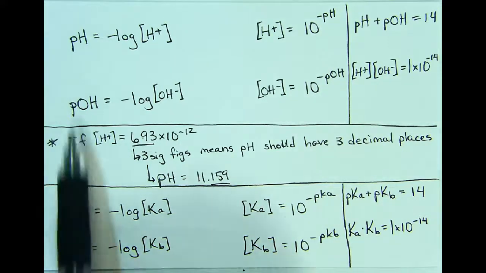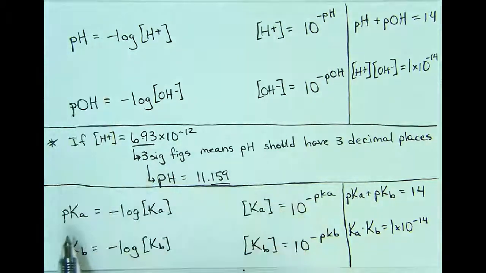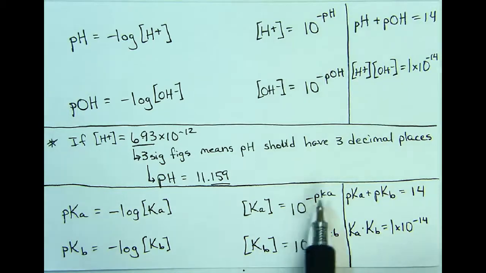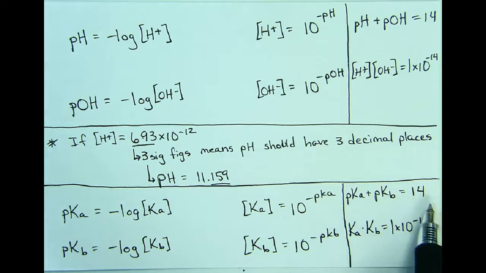And then pKa, which is similar to pH in a way, is equal to the negative log of the Ka. The negative log of the Kb gets you the pKb, and then you can do the reverse, 10 to the negative pKa and 10 to the negative pKb for the Ka and the Kb. Same thing goes here: pKa plus pKb should equal 14. Ka times Kb should be equal to 1 times 10 to the negative 14.